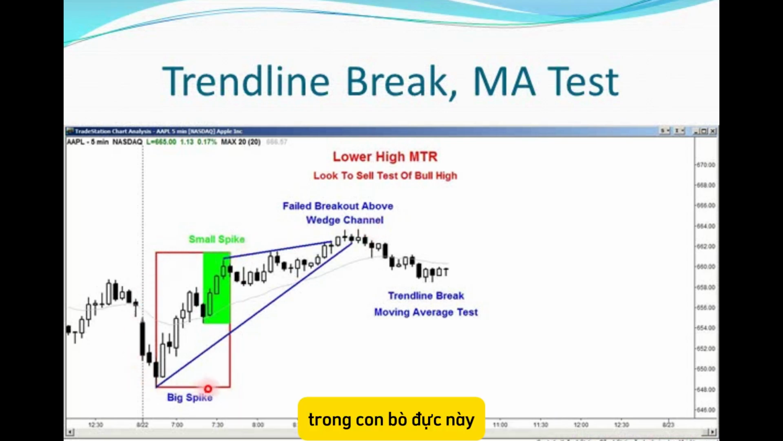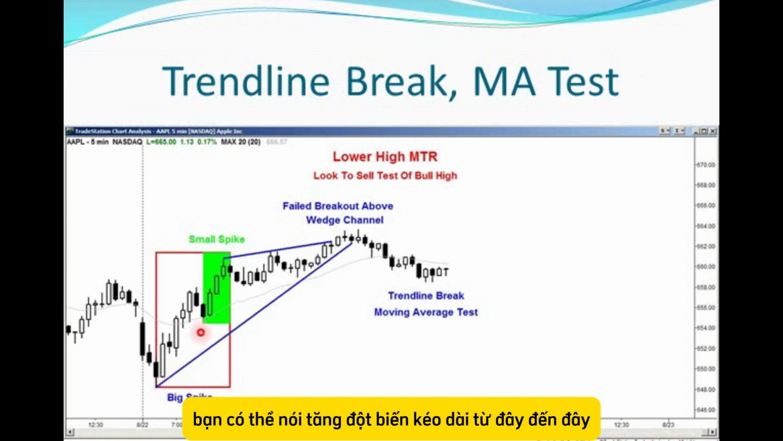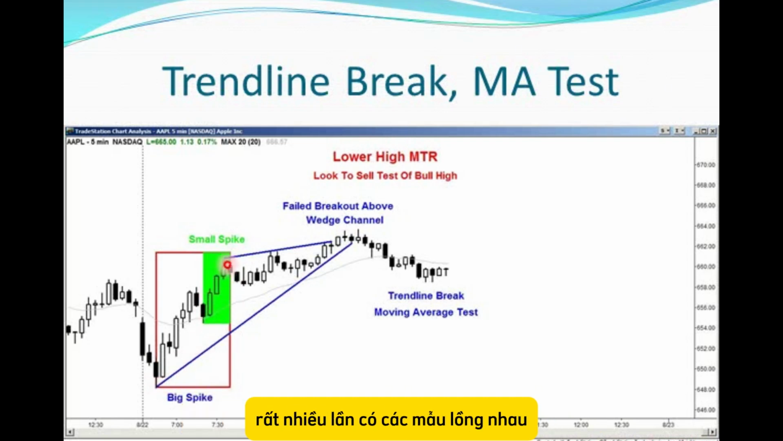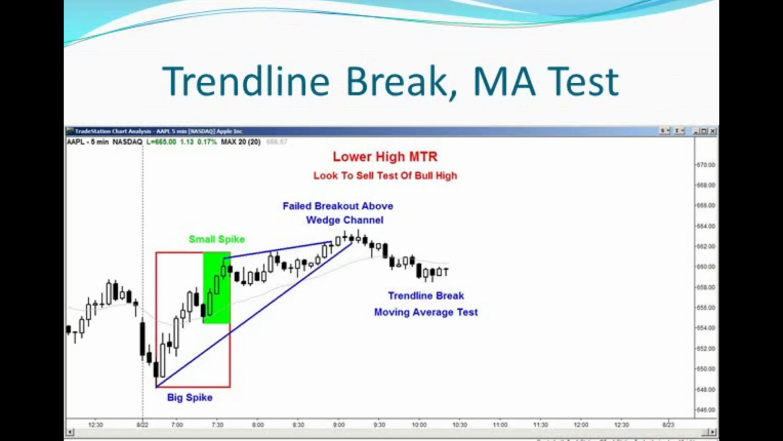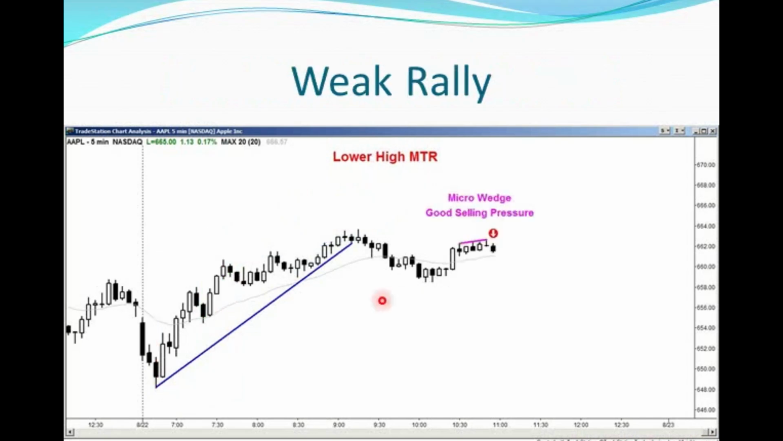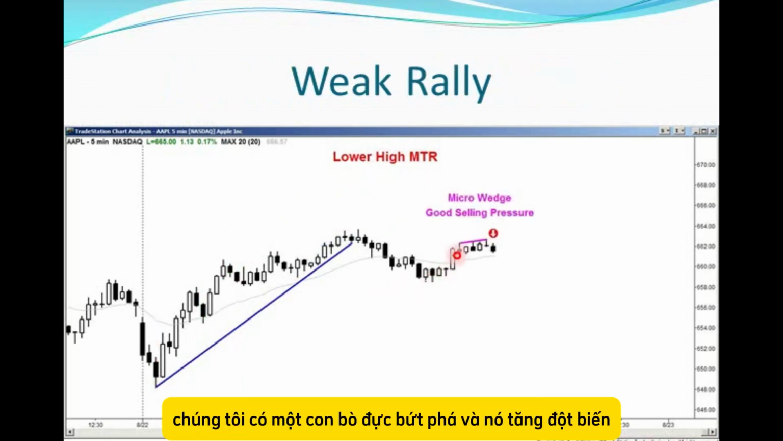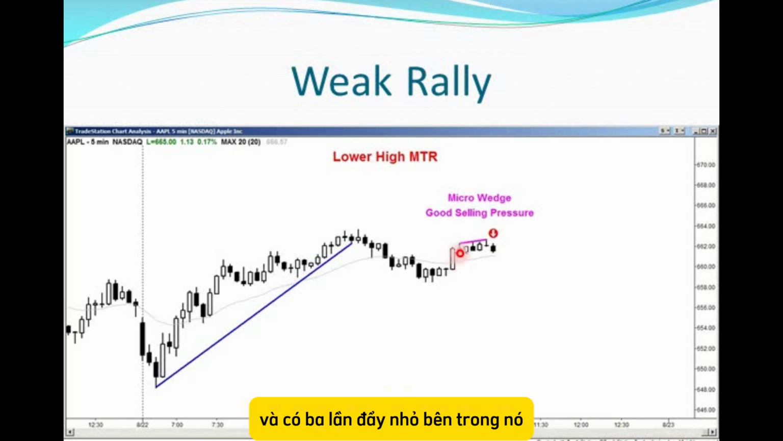Within this bull spike, you can say the bull spike lasted from here to here, and within it there's a smaller spike. A lot of times there are nested patterns within patterns. For example, here's another small bull spike, and again the same channel. So we have a rally, we have a bull breakout, and it's a spike, and there are three little pushes up within it, so there's a micro wedge, and this is a reasonable lower high major trend reversal.